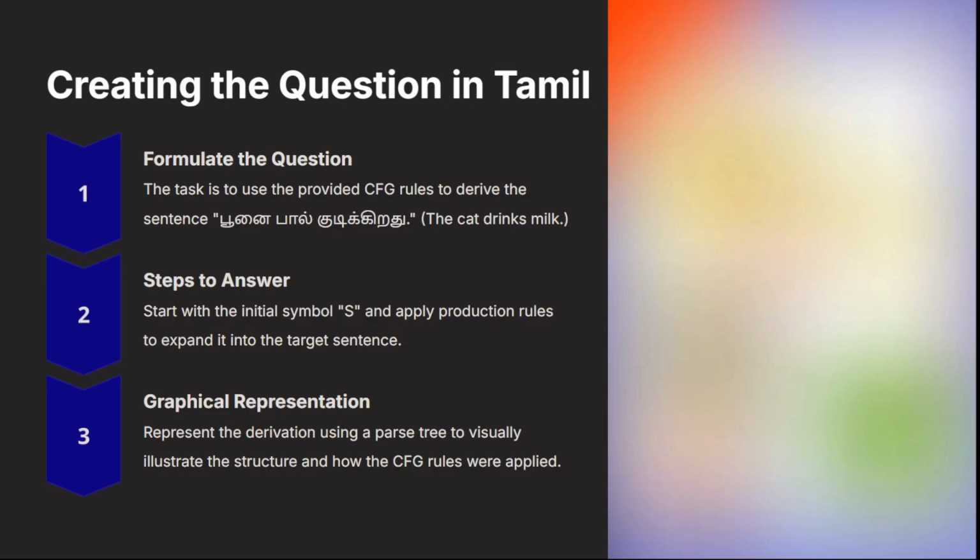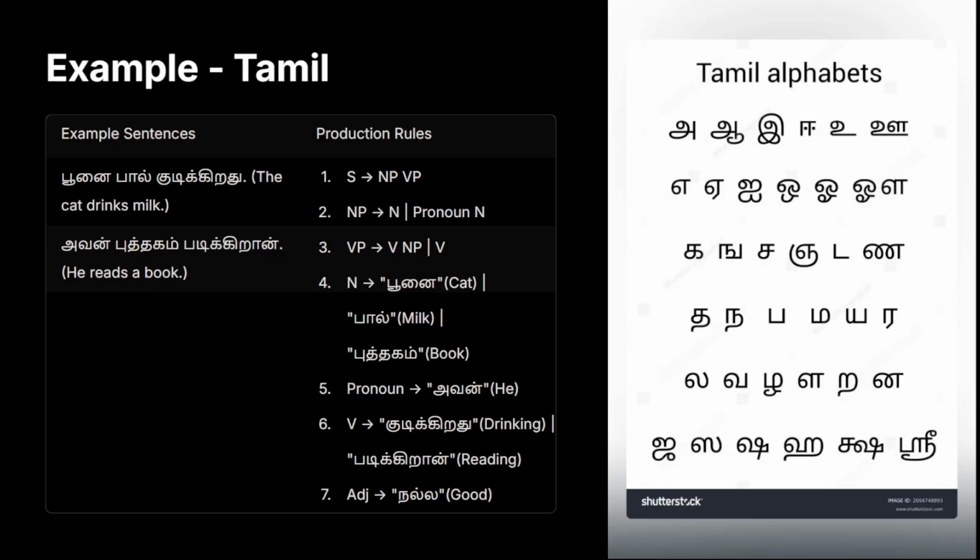So we'll talk about creating the question in Tamil. So formulate the question first. The task is to provide the CFG rules to derive the sentence. Start with the symbol S and apply production rules to expand it into the target sentence. Graphically, use the parse tree to visually illustrate the structure and how the CFG rules are applied.